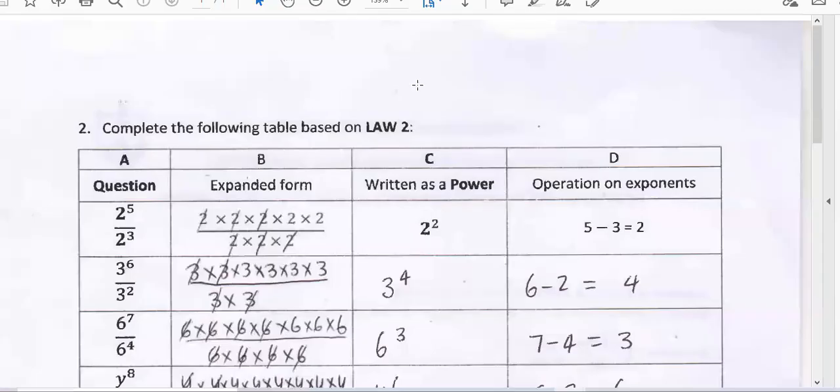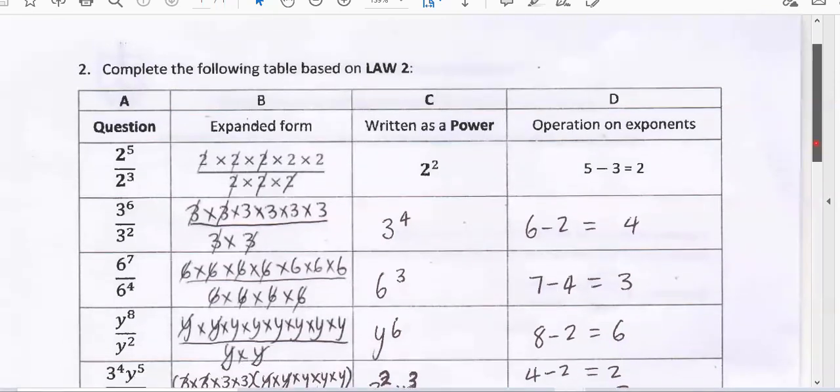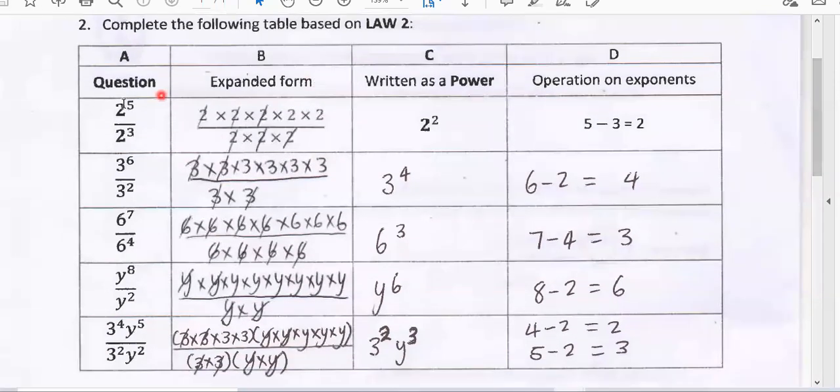Now let's look at our second part. We're dealing with law number 2 now. So we have 2.